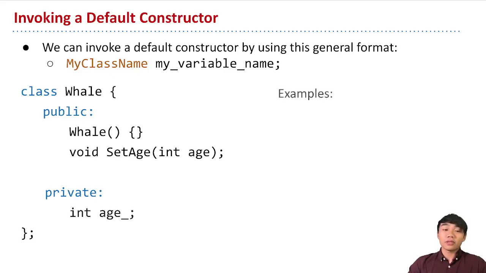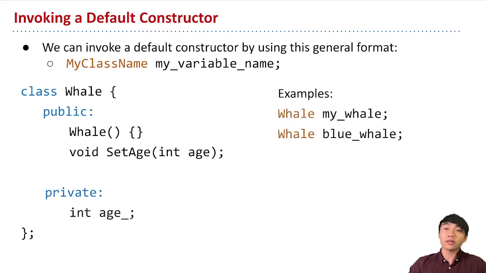If we want to invoke the default constructor for the Whale class, you can specify the name of the class, Whale, and then give some variable name for your instance. You could name it myWhale or blueWhale, and then you just follow it by a semicolon. Each of these lines invokes the default constructor.